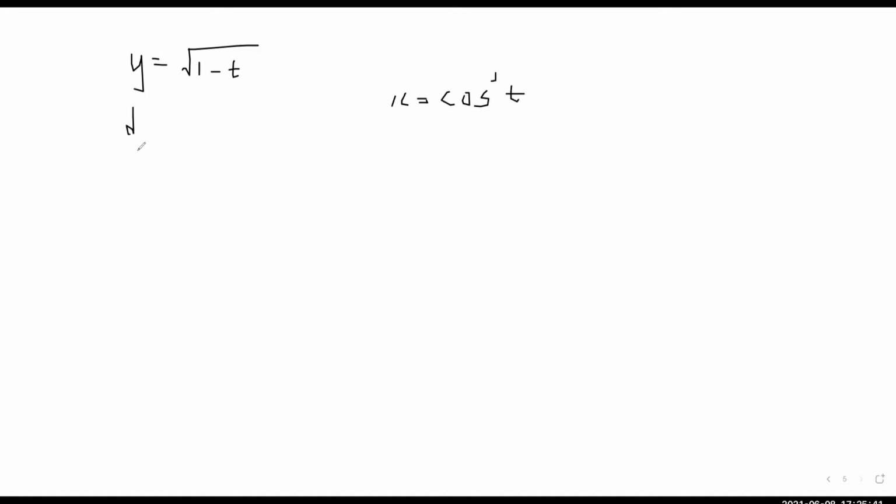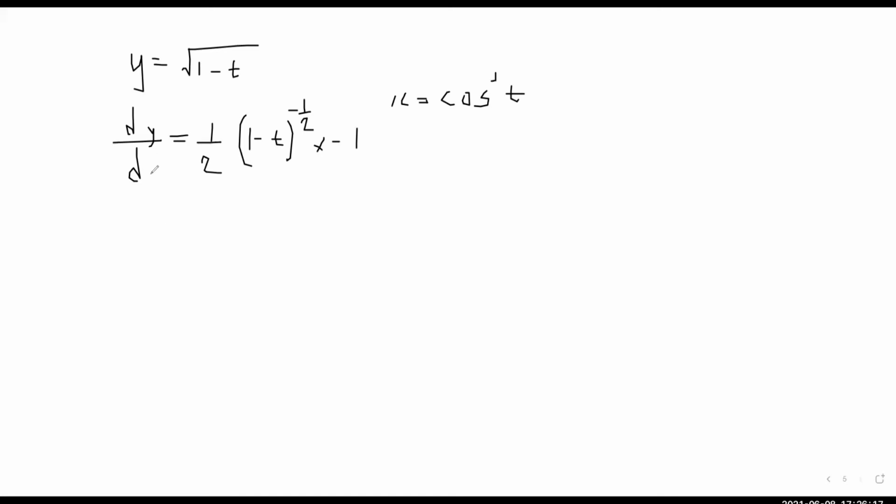To find dy by dt, the first thing we have to realize is that the square root of 1 minus t is really to the half power. So we carry down the power half, then subtract 1 from the power, which makes it 1 minus t to the negative a half. Then we multiply it by the derivative inside the bracket of negative 1. That's dy by dt.